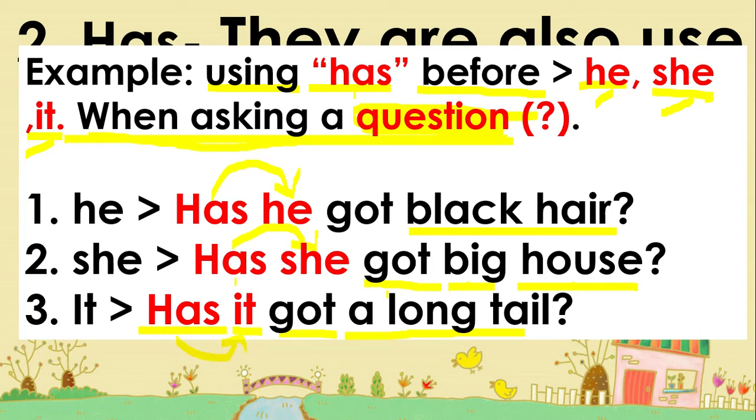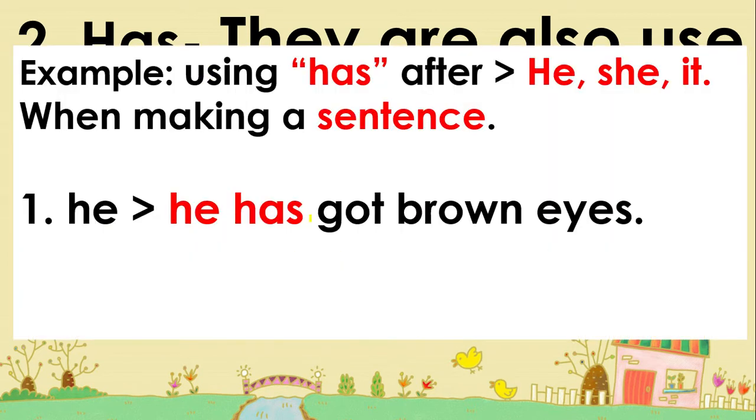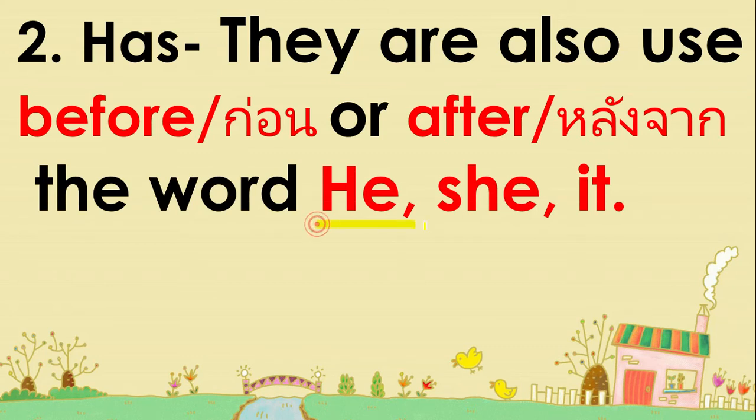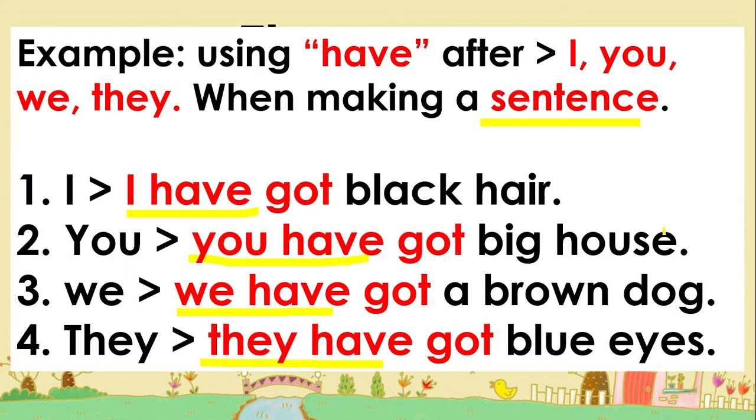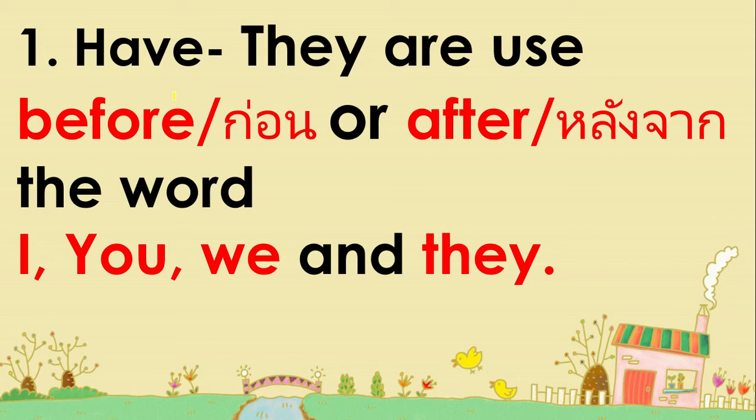So he is asking a question. So the first word should be has before the words he, she, it. Always remember this one. You use has for the word he, she, it only. And for the word have, use only I, you, we, they. I have, you have, we have, they have. Have I? Have you? Have we? Have they? Okay, so that's it.